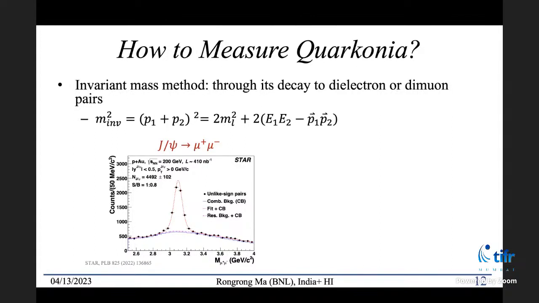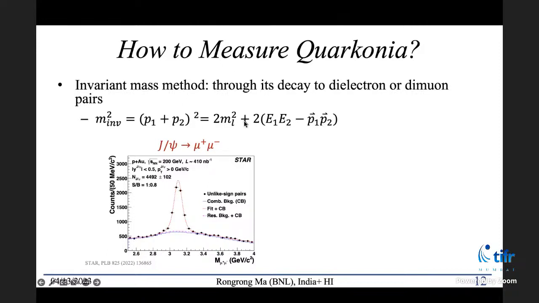In all the experiments, probably those you are listening to here today or in the next few weeks, people use the so-called invariant mass method. This is to look at the decay daughters, either from the dielectron channel, meaning the J/psi, for example, decays into e+ e-, or the dimuon channel, the mu+ mu- pairs. If you can reconstruct the invariant mass, M squared is P1, the four-momentum of one daughter, plus P2, the four-momentum of the other daughter, you sum them up and take the square. And this is what you end up with: two times the mass squared of the lepton, plus the energy and the three-momentum vector terms of the daughter pairs.